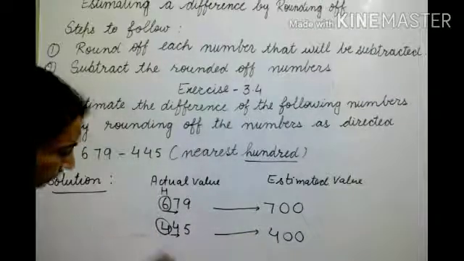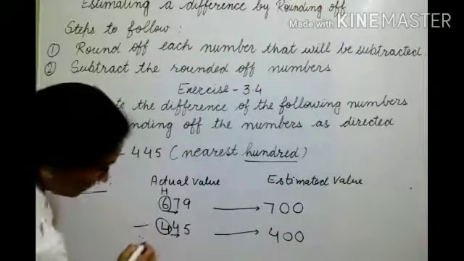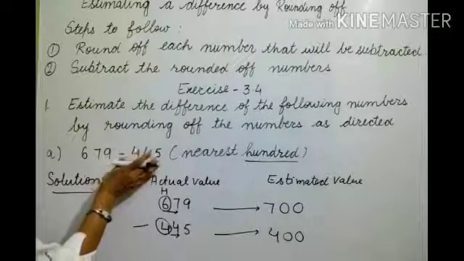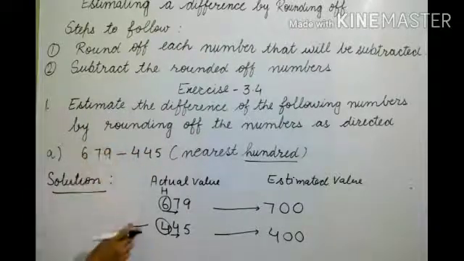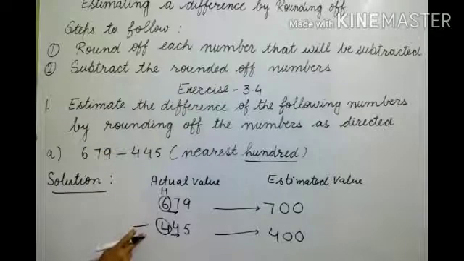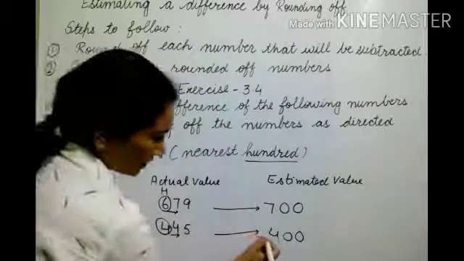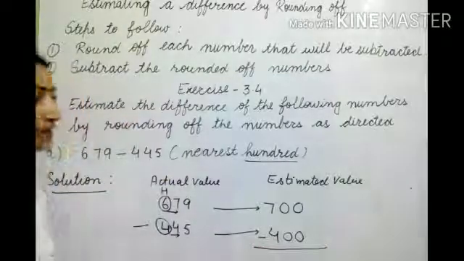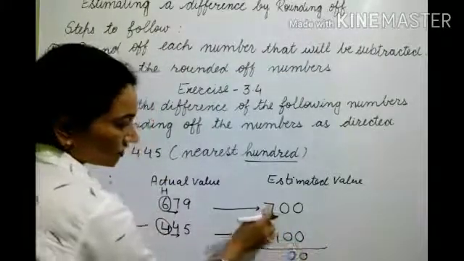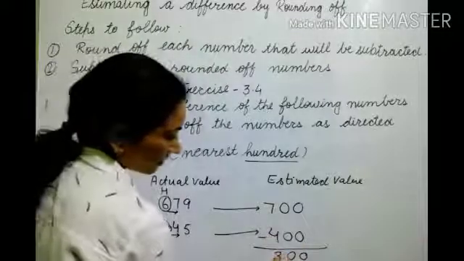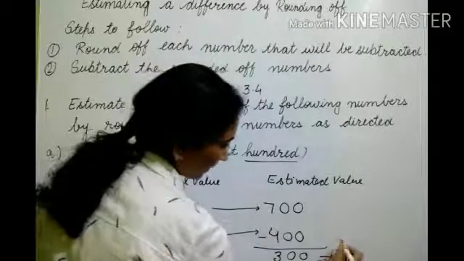What we have to do? We have to do subtraction, because subtraction sign is given. If addition sign is given, then add. Subtraction sign is given, then you will subtract. Now you will subtract estimated values. 0, 0, 7 minus 4 is 3. That is our answer.